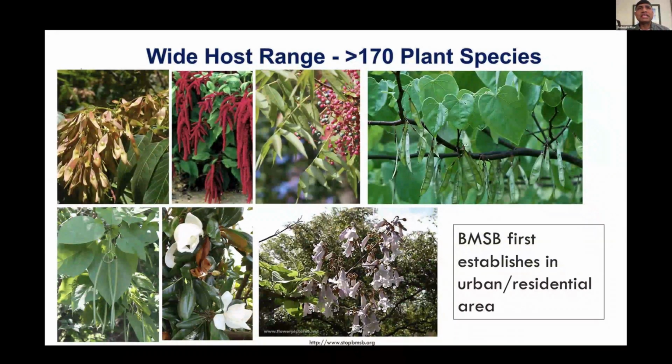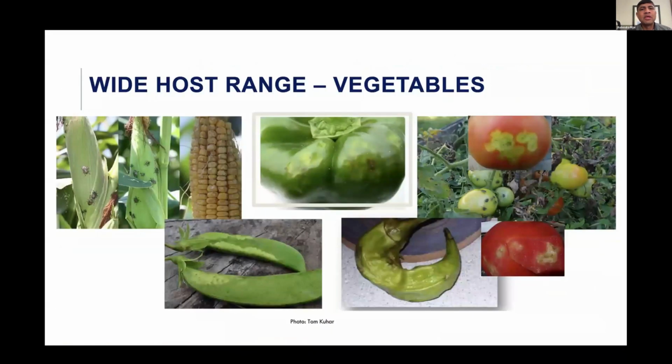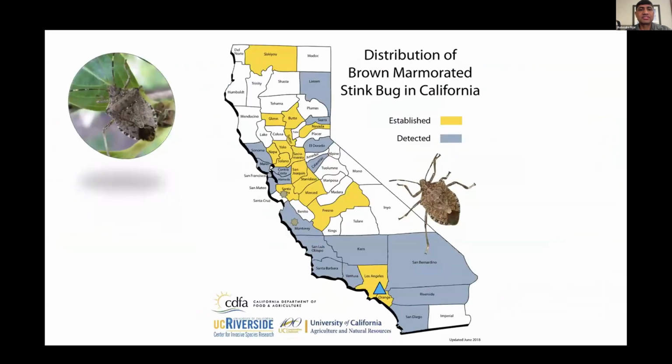So in the majority of cases, the brown marmorated stink bug establishes in an urban area first, and then slowly moves to agriculture, and that's been seen in a lot of states, including California. They also feed on vegetable crops, as you see in these pictures. They can attack corn, pepper, okra, and tomato if the population is large enough there.